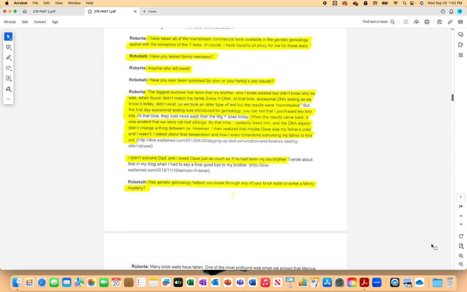At that time, autosomal DNA testing, as we know it today, didn't exist. So we took an older type of test, but the results were inconclusive. The first day autosomal testing was introduced for genealogy, you can bet that I purchased 2 test kits. When the results came back, it was evident that we were not half siblings. By that time, I certainly loved him, and the DNA aspect didn't change a thing between us.